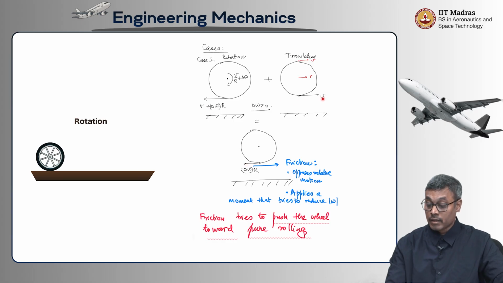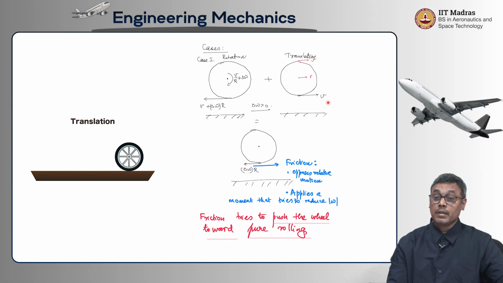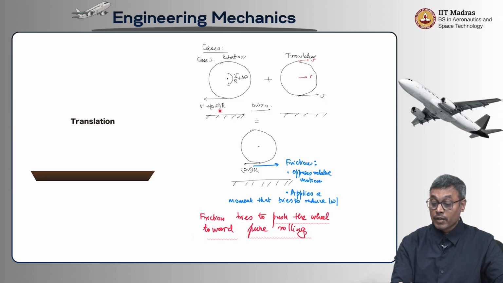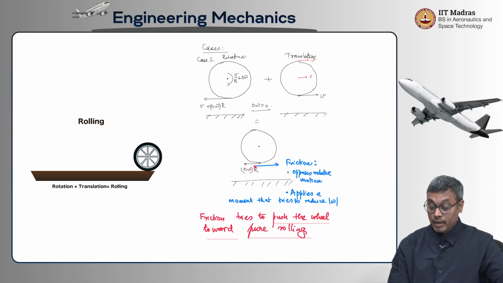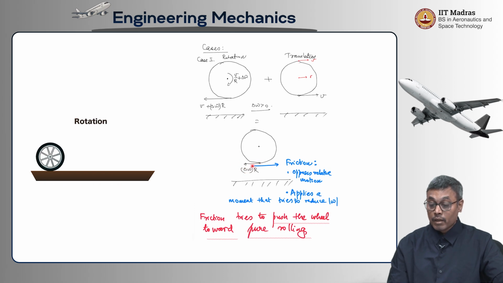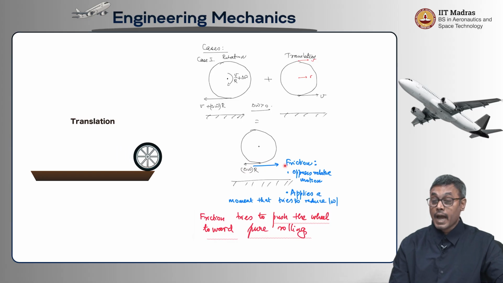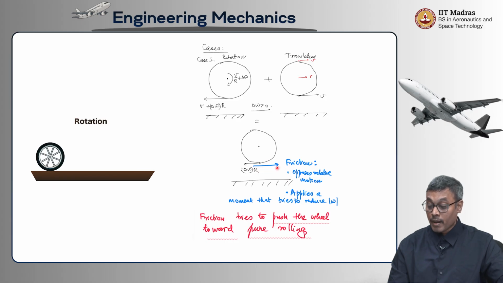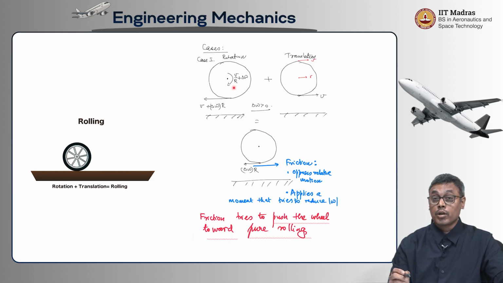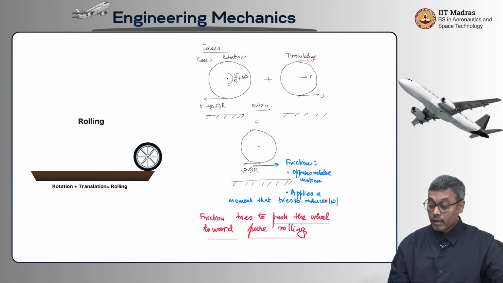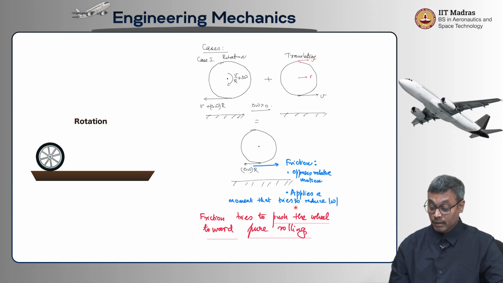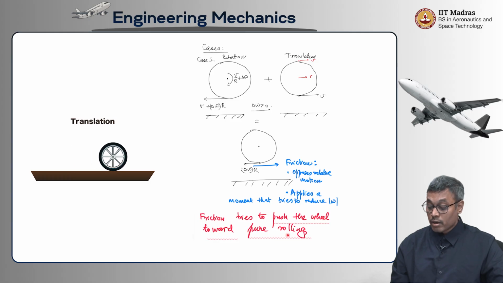If you add this v and this velocity and that velocity, the v's basically cancel, and what is left out is this delta omega into r, which is acting this way. So friction has to oppose relative motion, so friction will act to the right. Why? Because relative motion is to the left. So friction will apply a moment on this wheel which will be to the right, and that will actually slow down the angular velocity of the wheel. So essentially what friction does is it tries to push the wheel toward pure rolling.